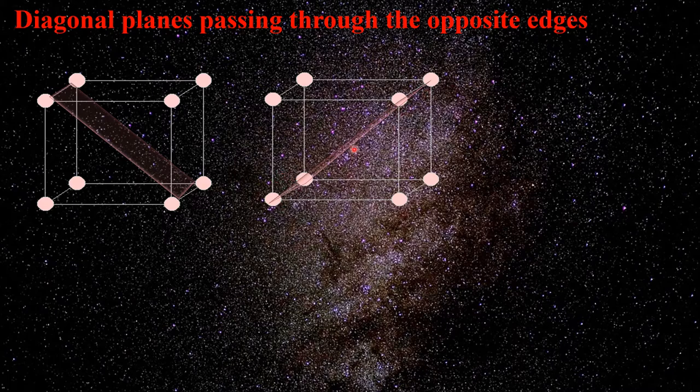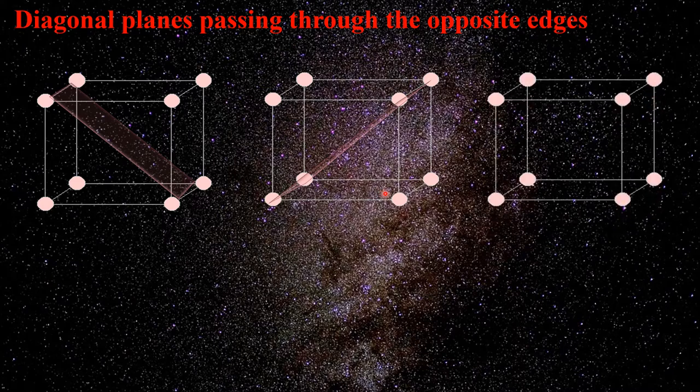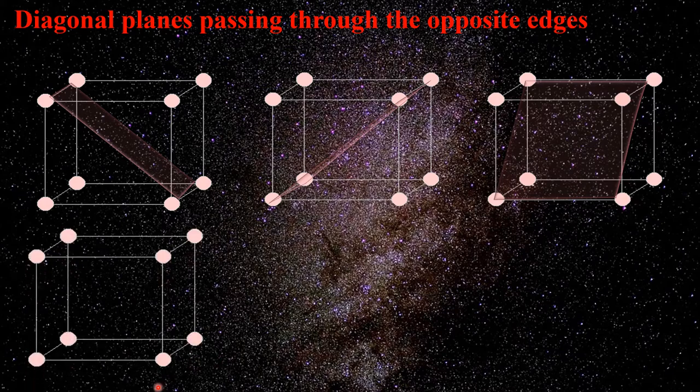This is parallel to that, the plane passing through these edges, again dividing the crystal into two mirror image parts. This one is another cube, and this one is another plane, a diagonal plane passing through both of these opposite edges. Again both sides of the crystal are mirror images of each other.